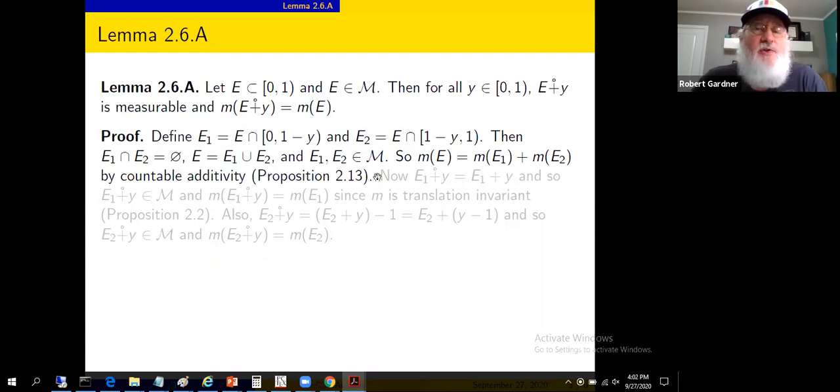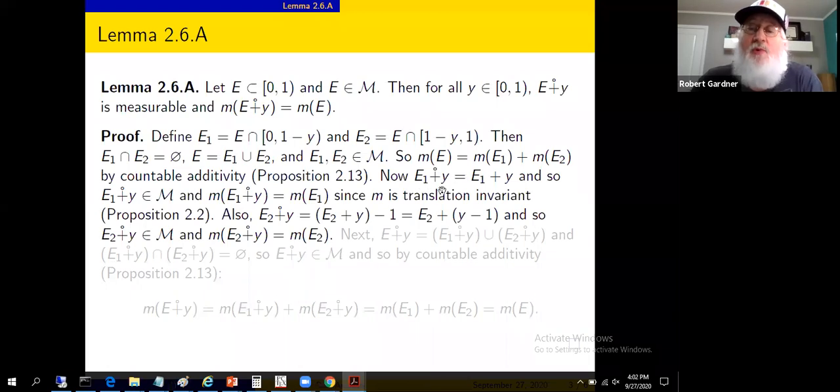Why are E1 and E2 both measurable? Because E is measurable, that's the hypothesis, and all intervals are measurable, as we've shown. And we're in a sigma algebra, so intersections of measurable sets are measurable. So yes, E1 and E2 are both measurable. The measure of E is written as a disjoint union of E1 and E2. The disjointness is given by this. Then the measure of E is the measure of E1 plus the measure of E2. That's just additivity.